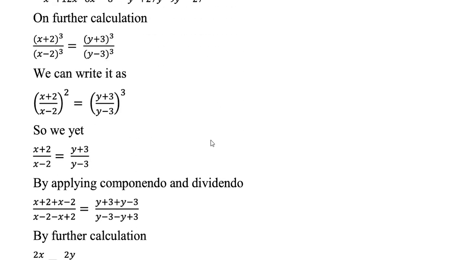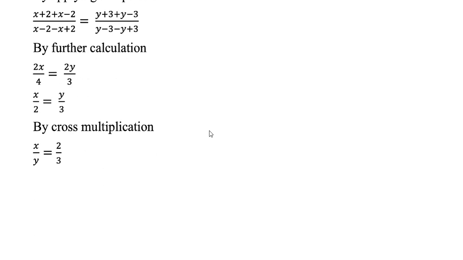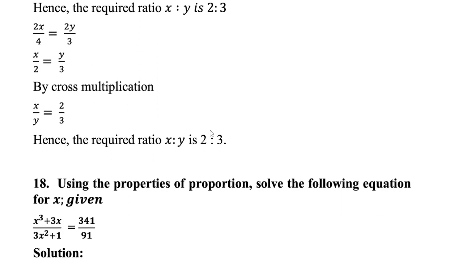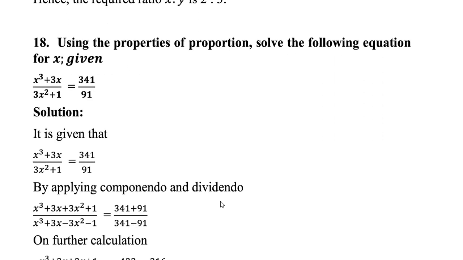You can take a screenshot of this entire solved sum. Okay. You have to practice a little bit at home. Okay. So hence the required ratio of x is to y is equal to 2 is to 3. So 2x by 4 is equal to 2y by 3. So x by 2 is equal to y by 3. After that the cross multiplication, you will get x is to y is equal to 2 is to 3. Let's go to the next problem.